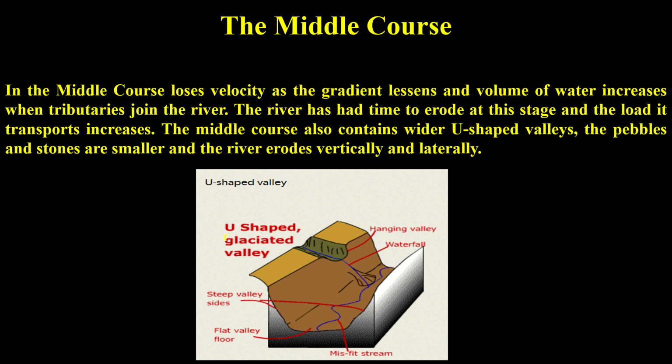The pebbles and stones are smaller and the river erodes vertically and laterally. Look at this. This resembles the English letter U. The pebbles and stones are smaller. Obviously, the number of obstacles lessen. And the river erodes vertically as well as laterally. Right?